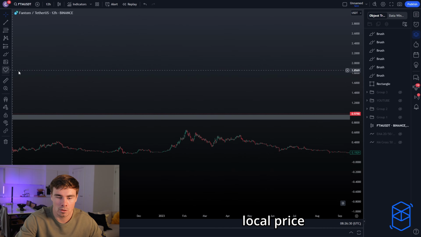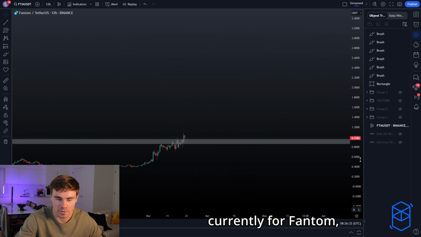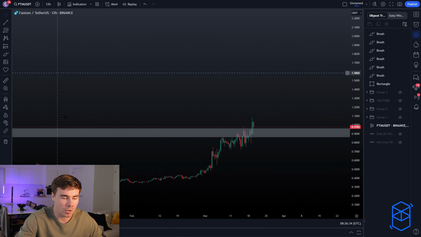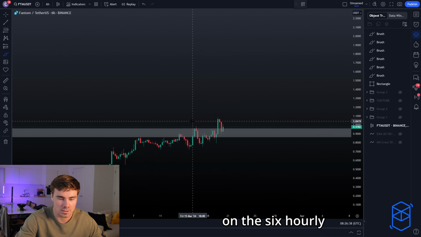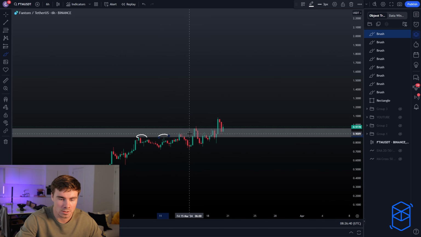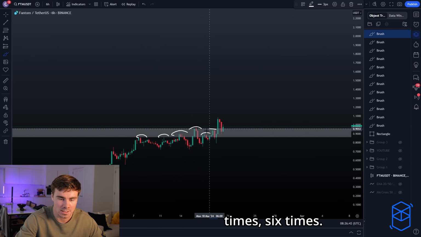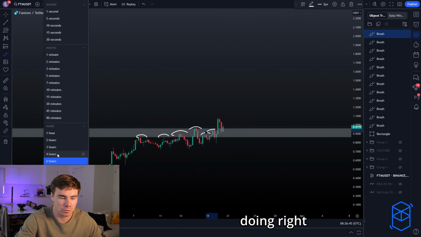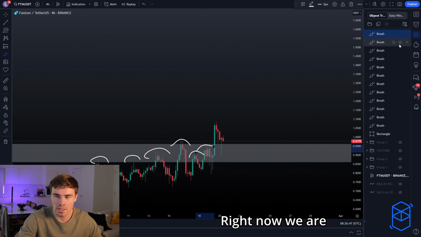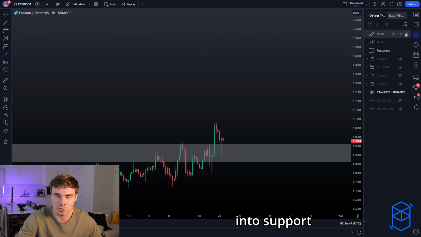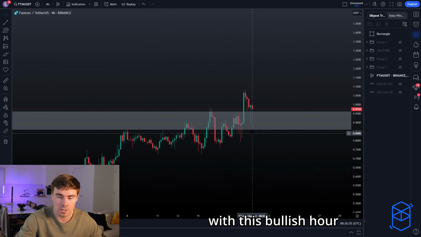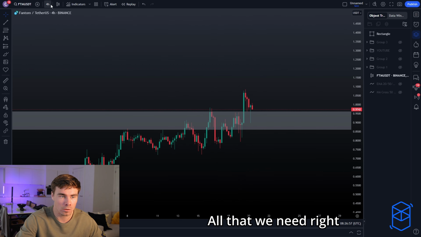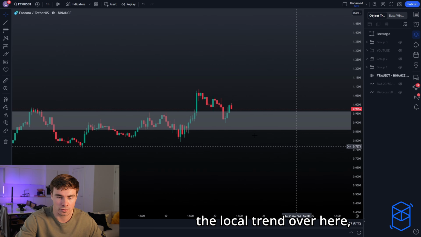Now if you analyze the local price action over here currently for Fantom, what can we see? Price was finding resistance several times over here on the 6 hourly time frame, once, twice, 3 times, 4 times, 5 times, 6 times. What are we potentially doing right now as we speak? Right now we are potentially turning it into support as we speak. Potential flip of a high time frame area of support and resistance into support with this bullish 4 hour candle close. All that we need right now is to analyze the local trend over here.